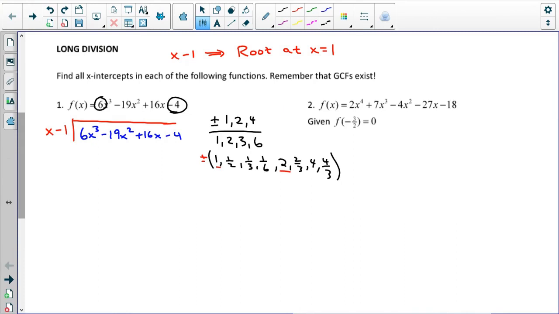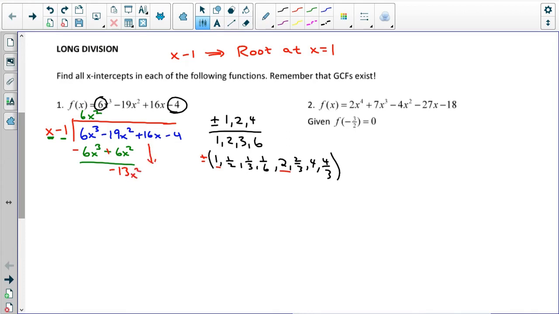The number that I can put up here would be the number that multiplies by x in order to get 6x cubed. That number would be 6x squared. 6x squared times x gives me 6x cubed. I then have to multiply it by the negative 1. So 6x squared times negative 1 gives me negative 6x squared. Then, just like when I was doing long division with numbers, I have to subtract what I have. Notice if I'm subtracting a negative number, I have to change that to a positive sign. So the 6x cubes go away, and I'm now left with negative 13x squared.